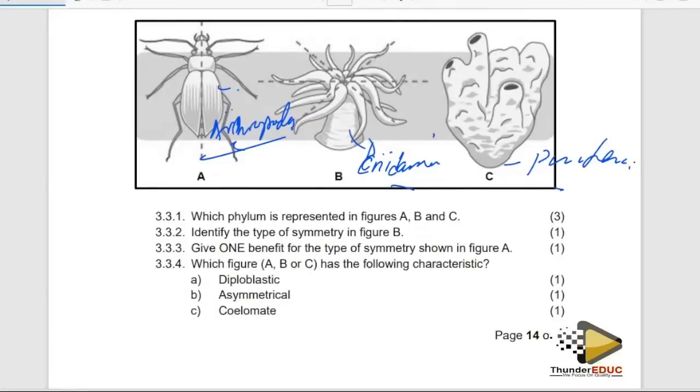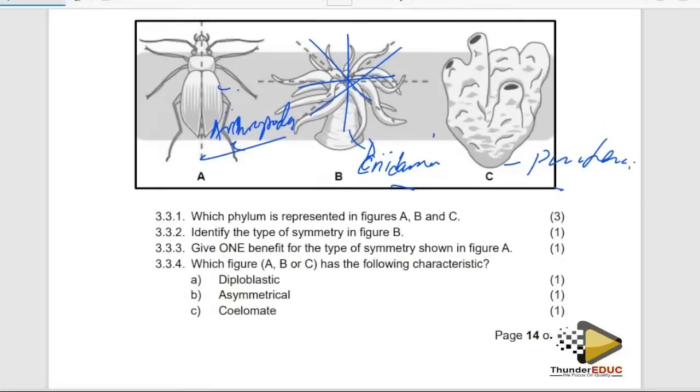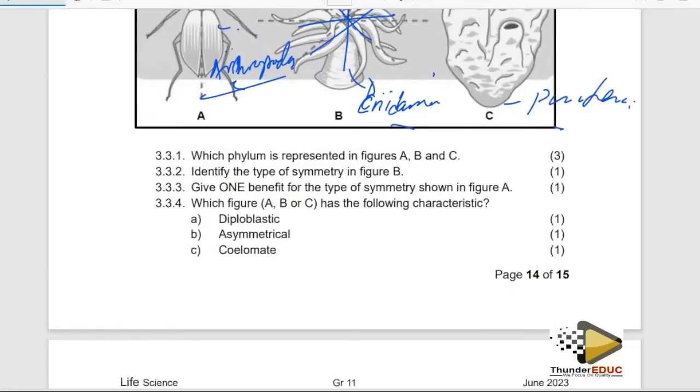Then they are saying, identify the type of symmetry for B. This one, because you can cut it here and this is the same, it is radial symmetry. Then they are saying, give one benefit for the type of symmetry shown above. Basically it brings about efficiency in movement, and it can protect the organisms from predators. And also the organism can get food easily. Why? Because from any side you come from, they can respond.